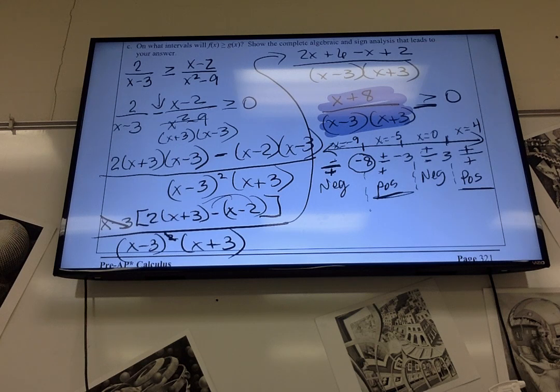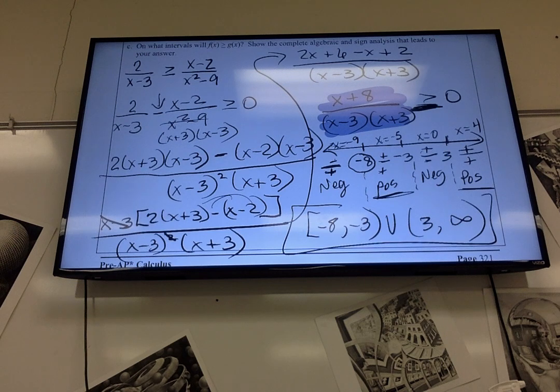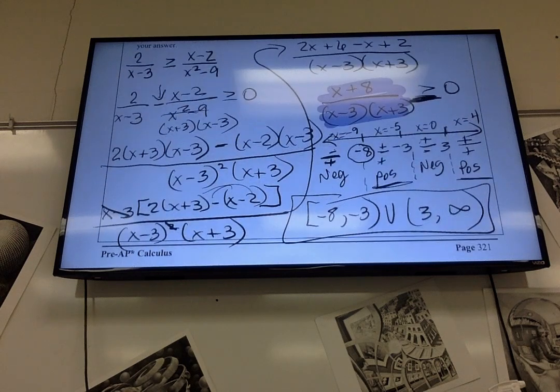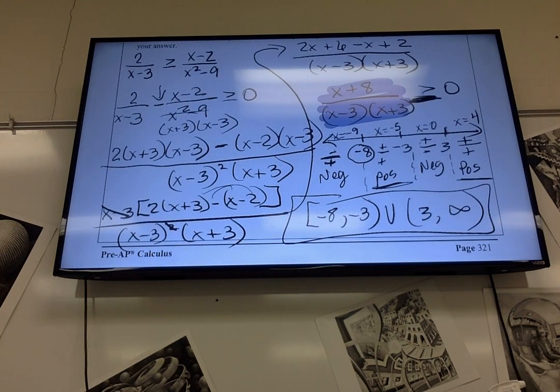So our intervals would be negative 8 to negative 3. Notice I included negative 8 because negative 8 actually gives me 0, so it's greater than or equal to. And the other positive is from 3 to infinity. All that for that answer. Wait a minute, why don't we include, never mind. Okay.